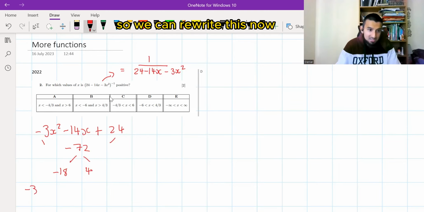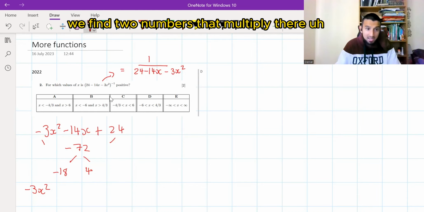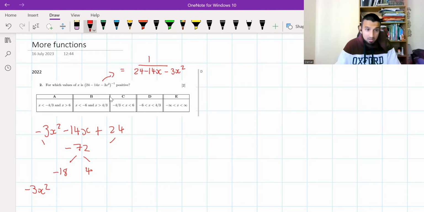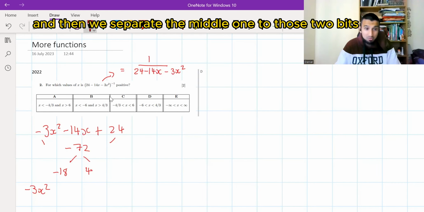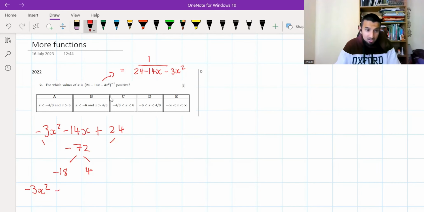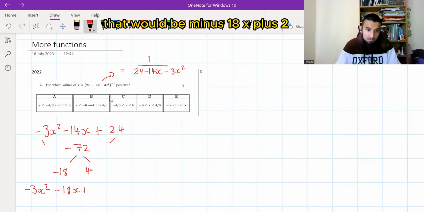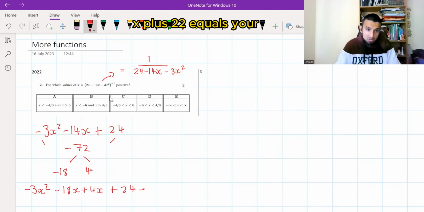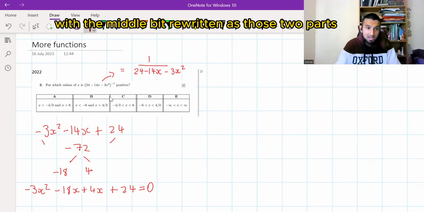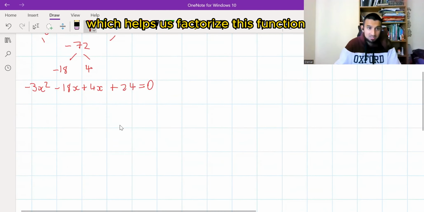So we can rewrite this now. This is a method of factorizing. First of all, we multiply a and c, and then we find two numbers that multiply to that result and add to the middle one, and then we separate the middle one into those two bits. That would be minus 18x plus 4x plus 24 equals 0. So I'm just rewriting that function with the middle bit rewritten as those two parts as a little trick, which helps us factorize this function.